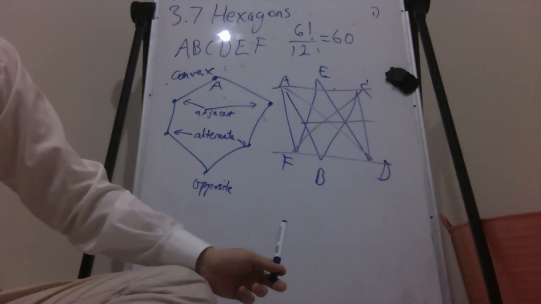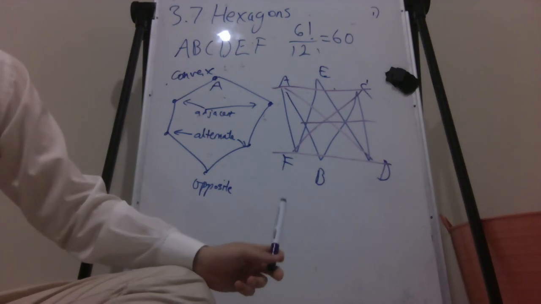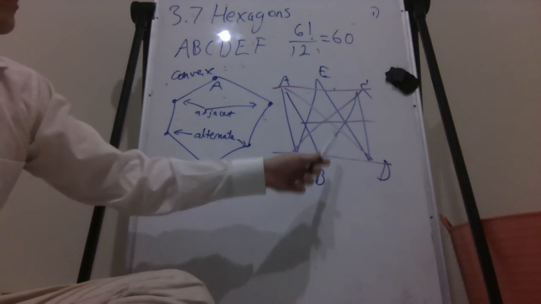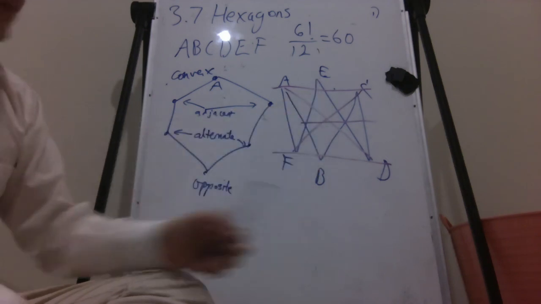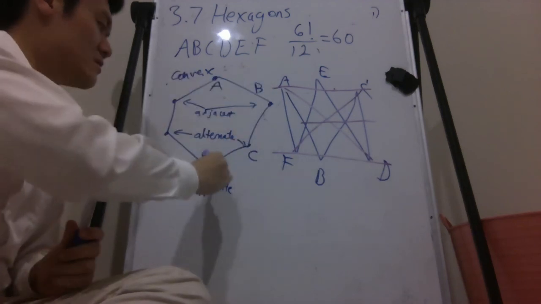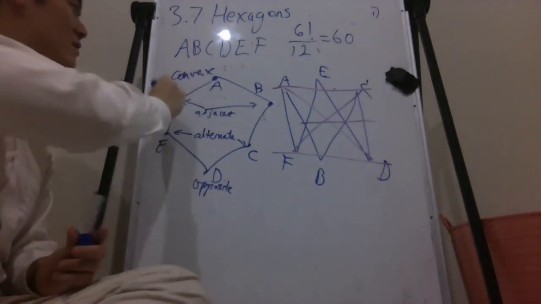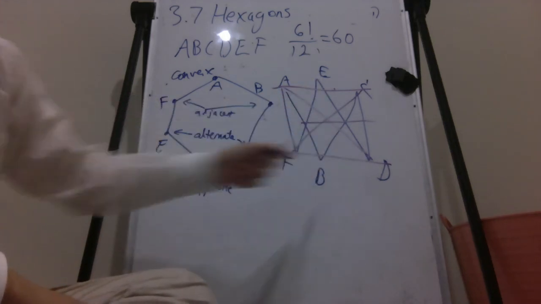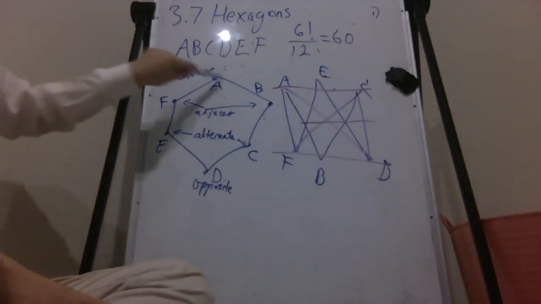And the 3 pairs of opposite sides intersect, and the 3 points of intersection are collinear. So 3 pairs of opposite sides would be, so let's look at the convex one to be more clear. B, C, D, E, F. So like ED, ED is opposite to AB.